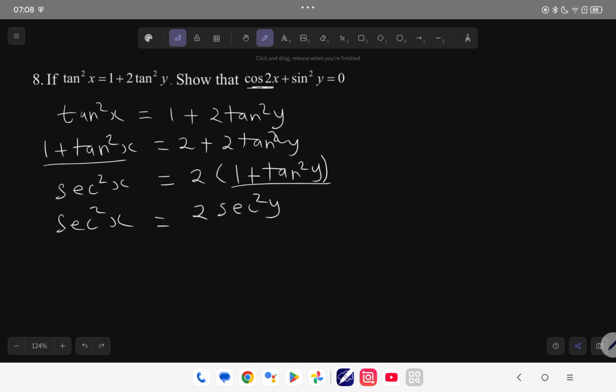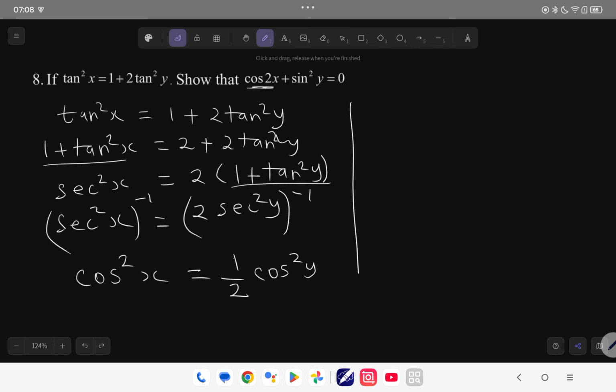Now, to bring in my cos 2x, I have to first introduce cos squared x. So I will put a reciprocal on both sides. So this becomes cos squared x. 1 over sec is cos. 1 over 2 is a half. Then 1 over sec is cos. Good. Now I can relate to what I want.